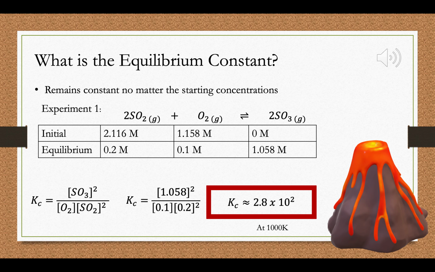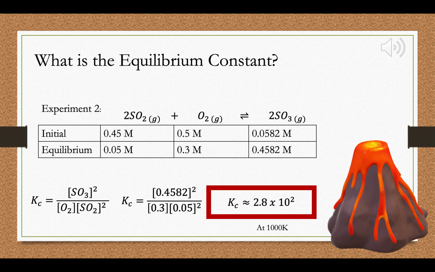In experiment 1, the starting concentrations are 2.116, 1.158, and 0 respectively. The equilibrium concentrations are 0.2, 0.1, and 1.058 respectively. Using the equilibrium concentrations, we can calculate the equilibrium constant with the expression we wrote earlier. This results in a Kc of 280 at a temperature of 1000 degrees Kelvin. This is a very large K value, meaning the forward reaction is favored, and there will be a lot more products than reactants at equilibrium. If a K value is small, the reverse reaction is favored, and there will be more reactants than products at equilibrium.